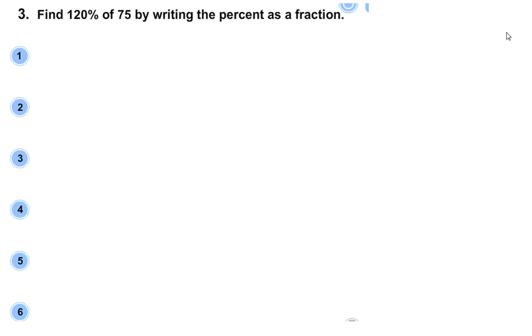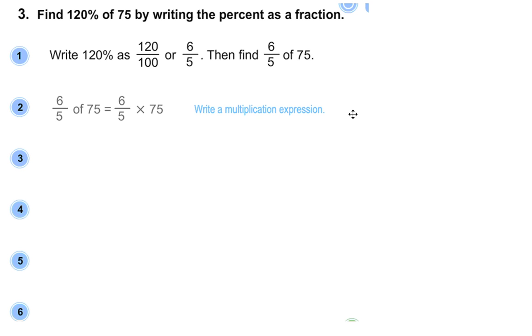Example 3, find 120% of 75 by writing the percent as a fraction. So now we're going to start off with 120%. Percent means out of 100. So we have 120 over 100, or 6 over 5. So now we have to find 6 over 5 of 75. We're going to write it as a multiplication expression. So 6 over 5 times 75.